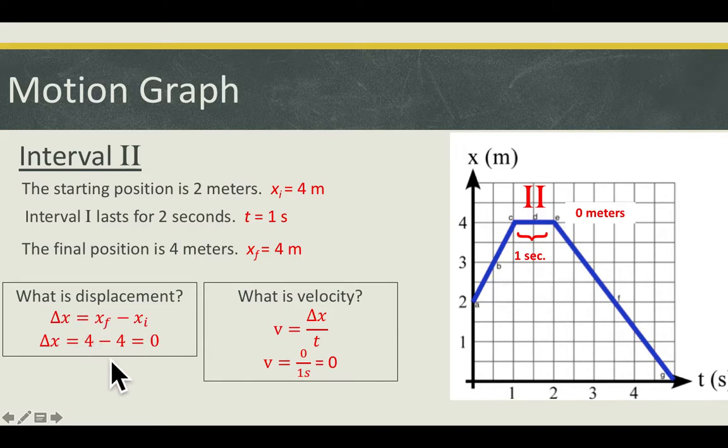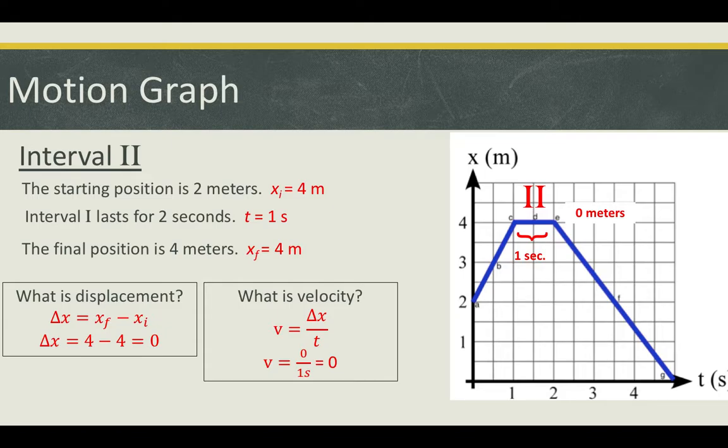So when we drop those into the displacement equation, 4 minus 4 is 0. And that comes over into the velocity equation. We put a 0 in the numerator of the velocity equation. 0 divided by 1 second is 0. So this proved to us that during interval 2, the object didn't move. It just sat in the same place. So the velocity was 0. It was at rest. That's another way that we talk about something not moving in physics. We'll say that it's at rest.